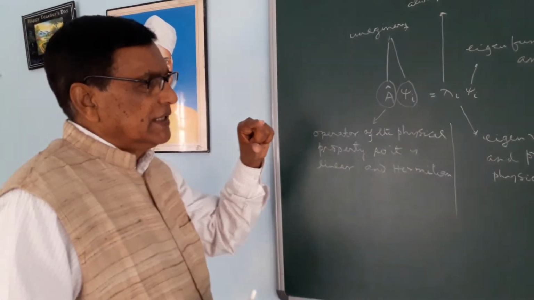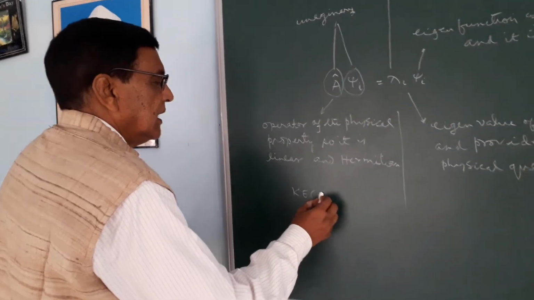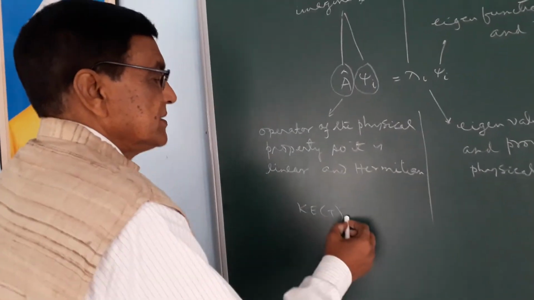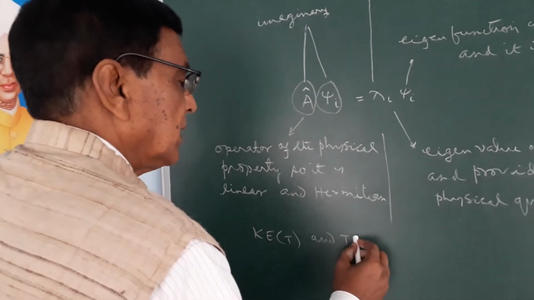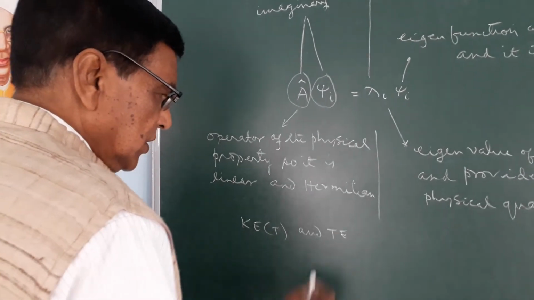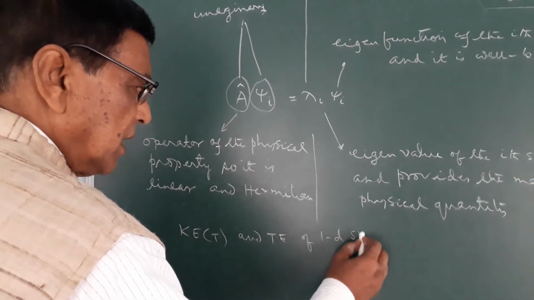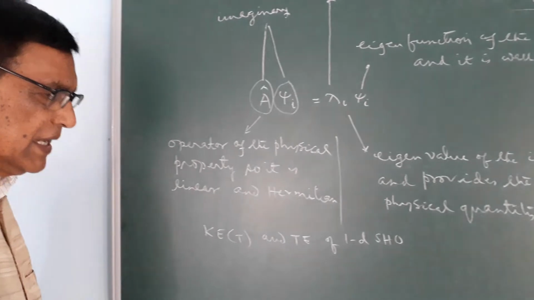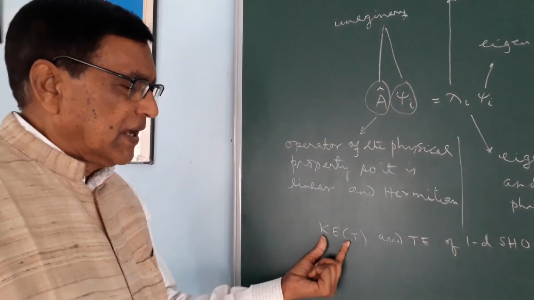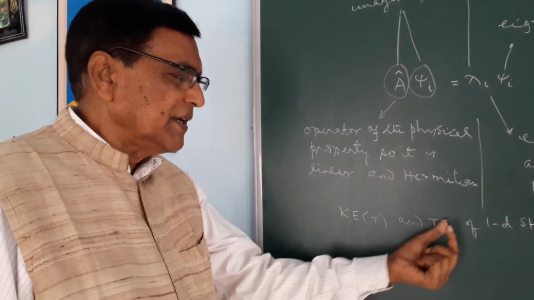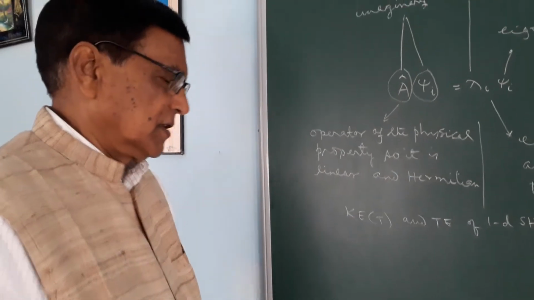Today I examine two properties which I shall choose. One is kinetic energy and another is the total energy of a 1D simple harmonic oscillator, and see whether this kinetic energy and total energy will satisfy the eigenvalue equations or not.